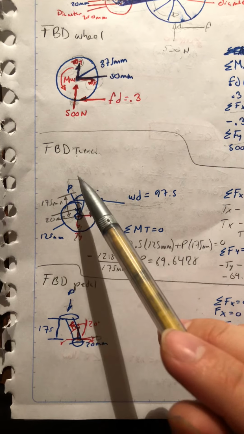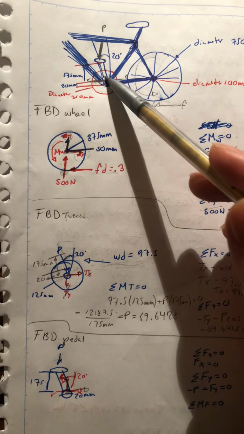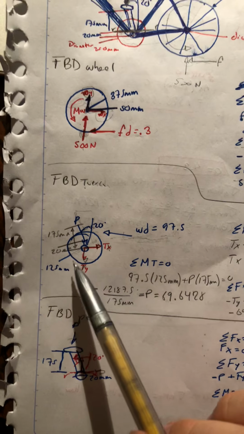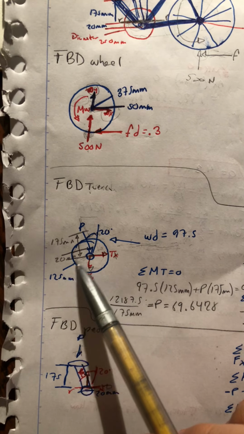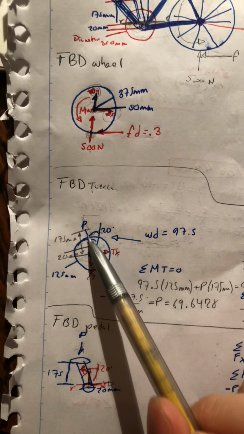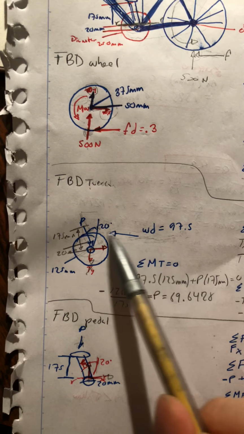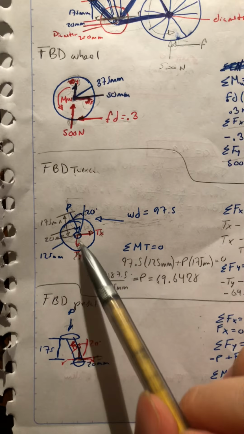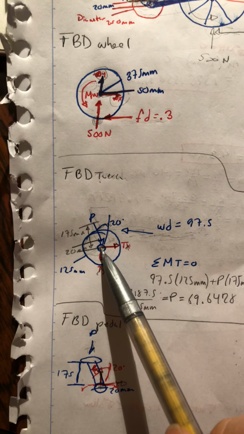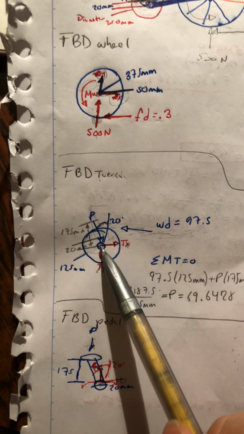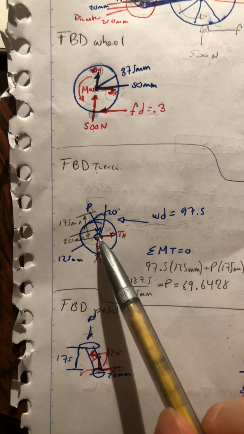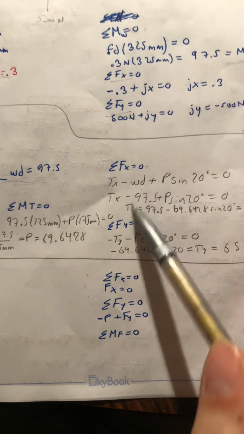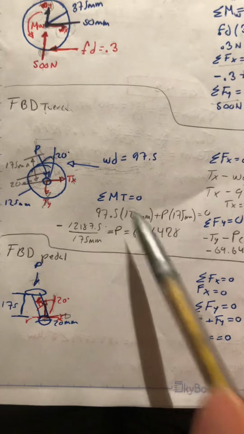Then we do the free body diagram of this piece. So I call it free body diagram of the tuerca. We have the diameter, the force of P, and the force that comes from this wheel. And also we have a force in X and in Y in the middle of the tuerca. So we do sum of forces in X, sum of forces in Y, sum of moments.